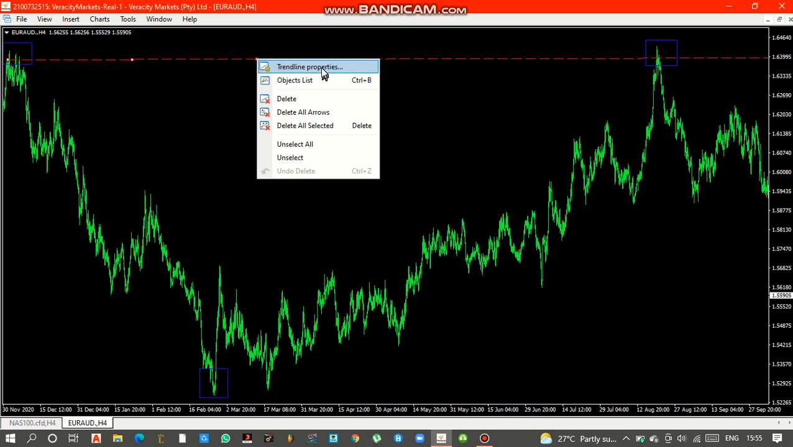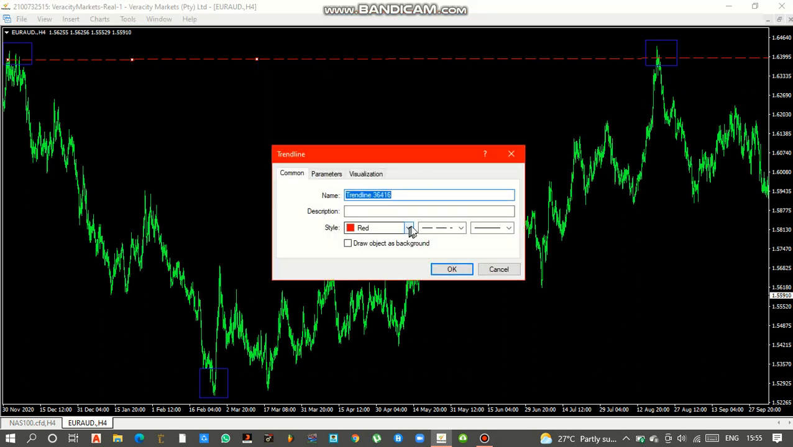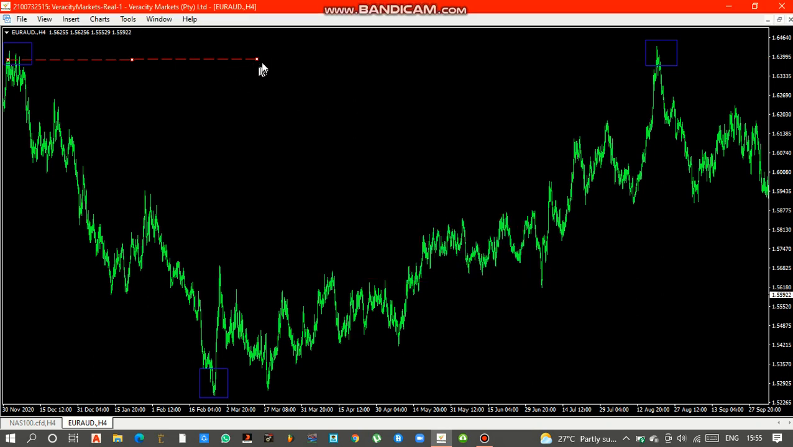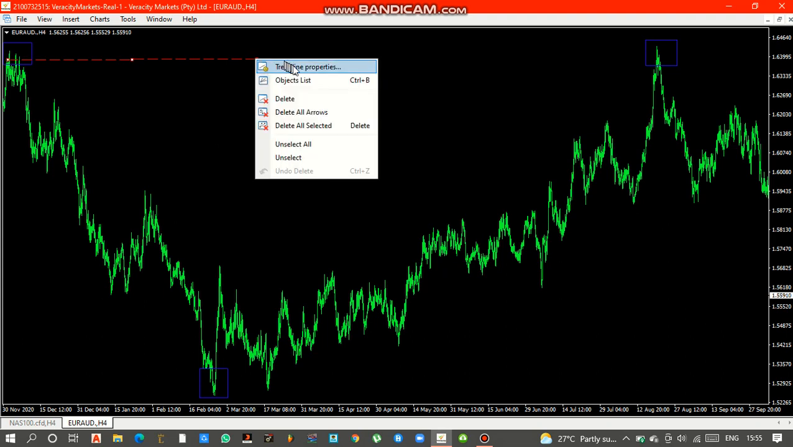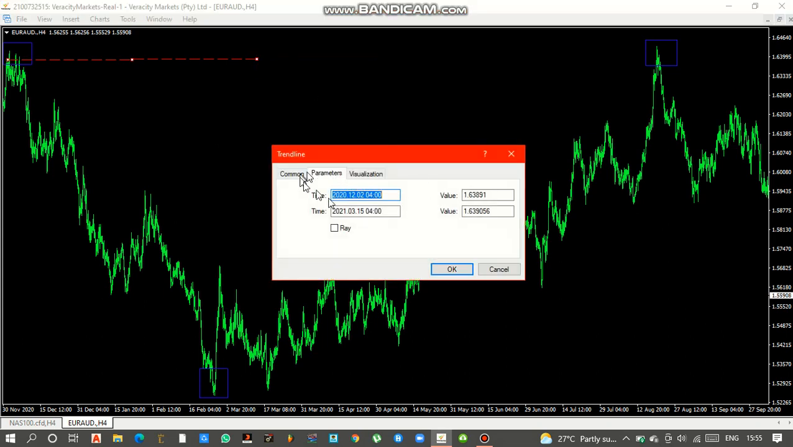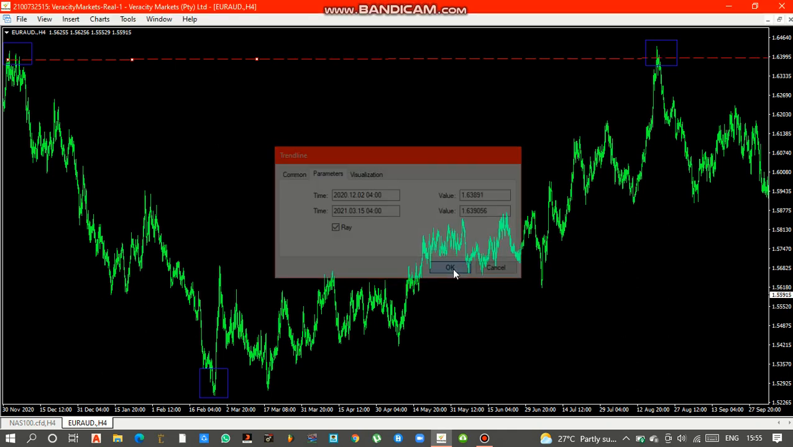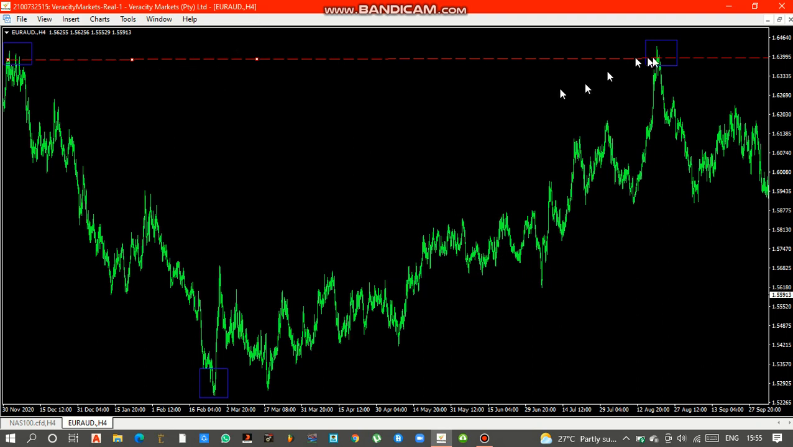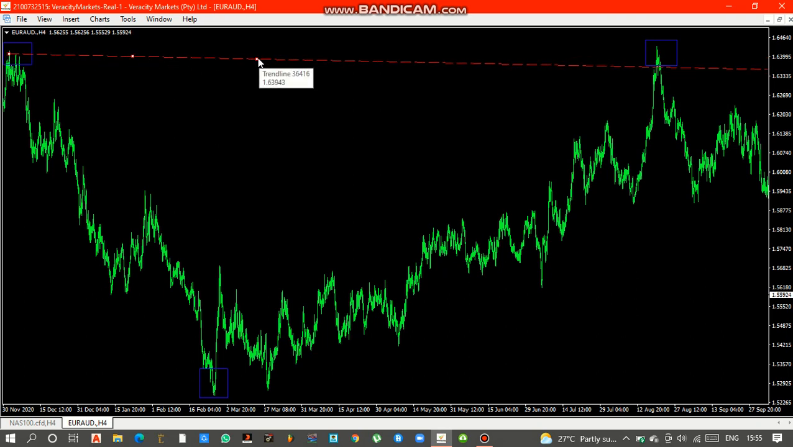And always, guys, you must make sure that when you want to have accurate trend lines, you ray them, because with the custom trend lines, they come in like this. So when you double click on it and then you right click and then trend line properties, and then under parameters, you click on ray and then click OK. So it's going to make your trend line to be infinite onto your screen. And then that's when I start to connect my identified highs and lows.